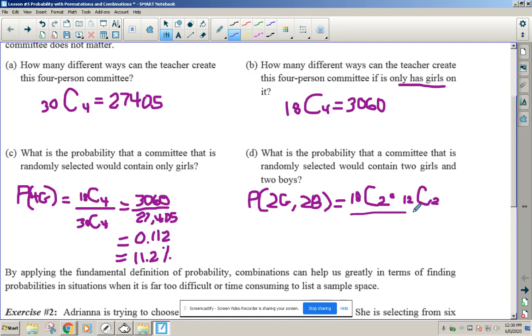Now, we already know what 18C2 is, and we already know what we have, our 30C4 is. So you're going to have to now type in your 12C2, so you should do that. So now your 12C2 times your 18C2 gives us a top, which is 18,360. And that's over what we have, which is our 27,405.